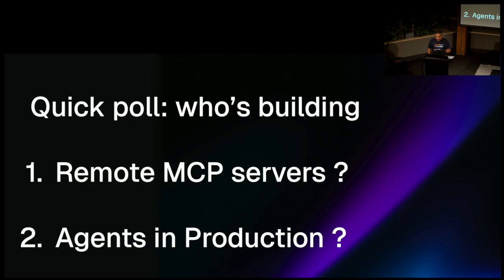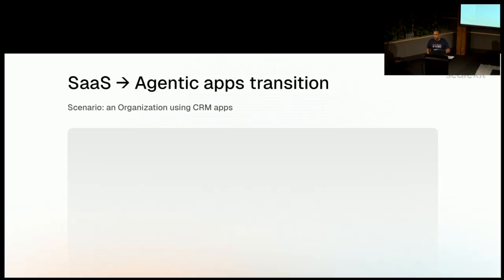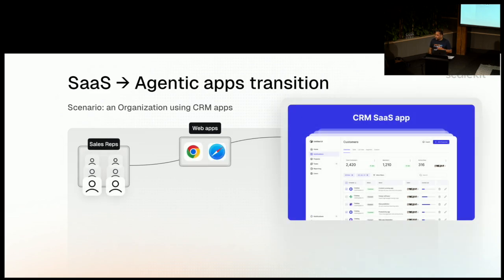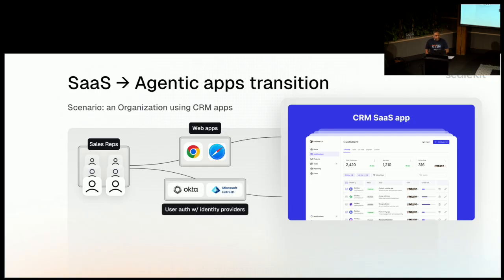Thank you. I think we are seeing this huge transition. Let's take an organization which has sales reps using their CRM apps on the browser. There's a current use case where we all access it using Safari or Chrome. We give identity providers like Okta, Microsoft Entra ID, and all that our credentials, right? So this is a classic one.